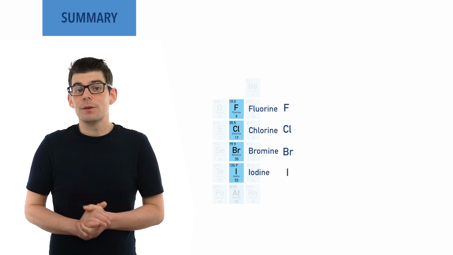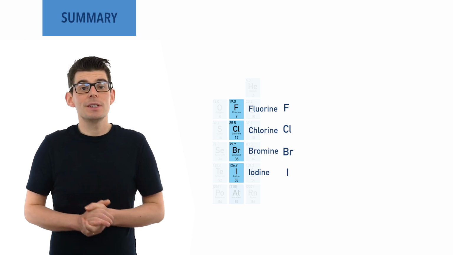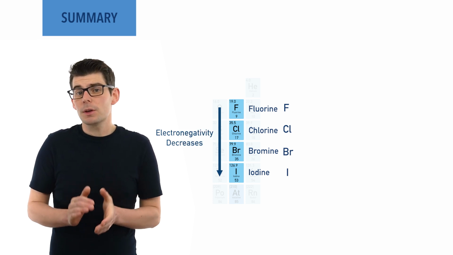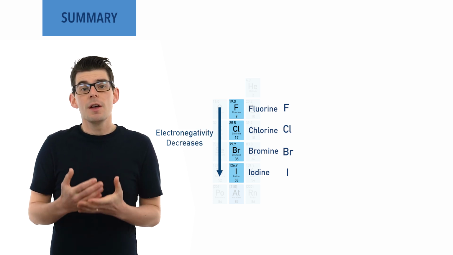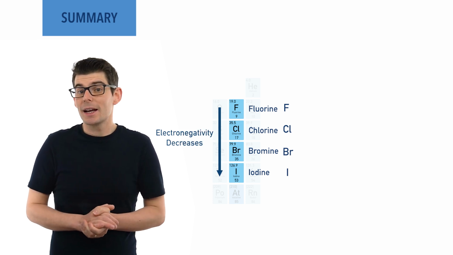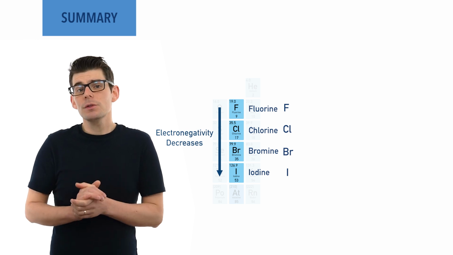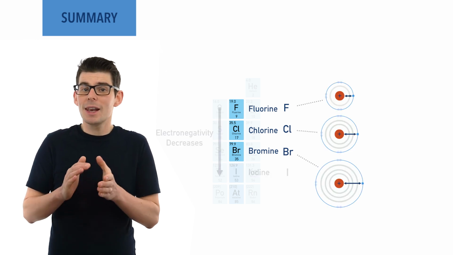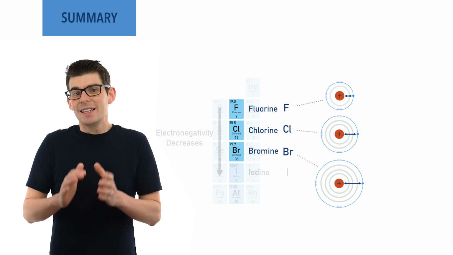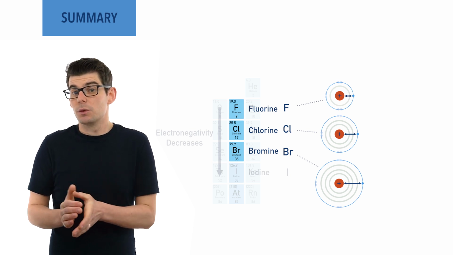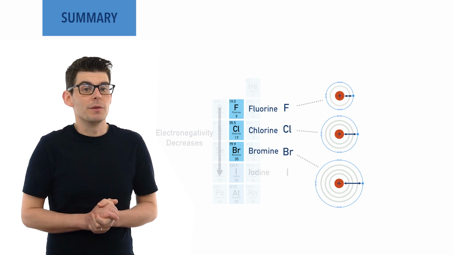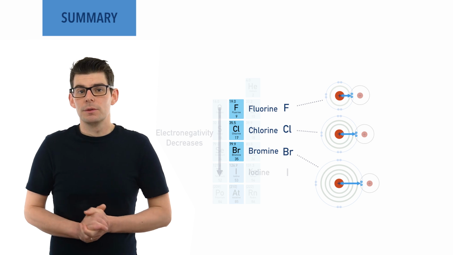The electronegativity of the halogens decreases down the group. This is because as the atoms get larger, there is a greater level of inner electron shielding, meaning electrons at the surface of the atom are less attracted to the nucleus, decreasing the atom's ability to attract a pair of electrons in a covalent bond towards itself.